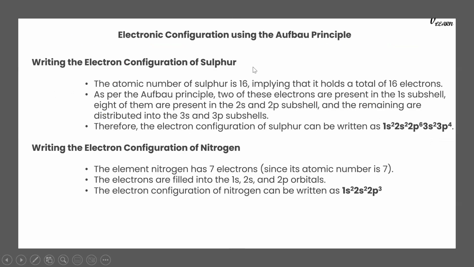These are a few examples of writing electronic configurations. The atomic number of sulfur is 16, so it must be filled as 1s2, 2s2, 2p6, 3s2, and then 3p4. Next one is nitrogen. How must it be arranged? We have 7 electrons in the nitrogen atom, so it must be filled as 1s2, 2s2, and then 2p3. It will stop with 2p3 because we have only 7 electrons.